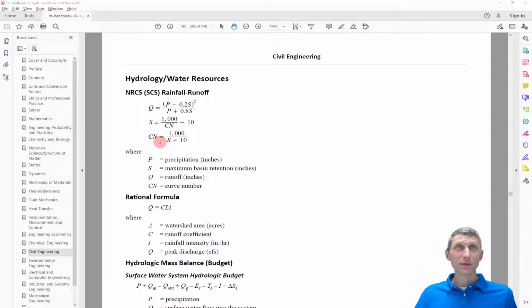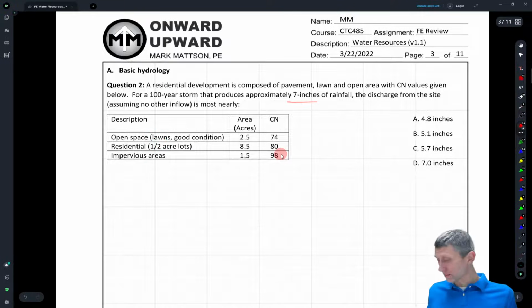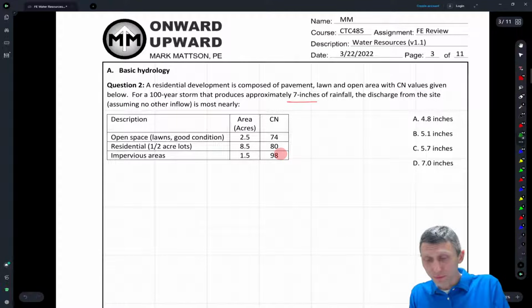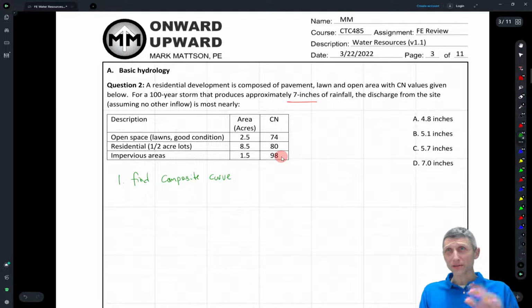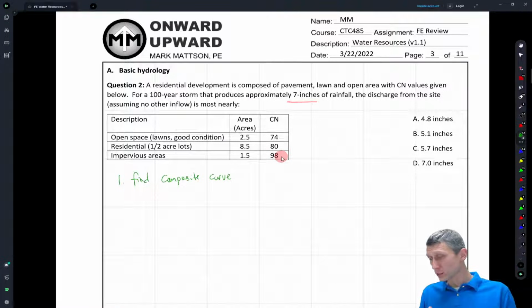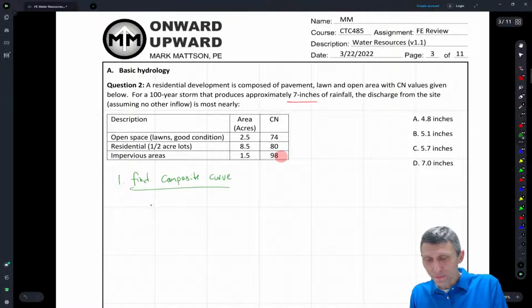And what you see when we come back to the problem is we have multiple curve numbers. So in order to get the curve number, we're first going to need to find a composite curve number. We're going to take the site and say, okay, we've got curve numbers for each of the individual catchments or areas or parcels. What's the curve number going to be for the composite site? The way this works is it's essentially like a weighted average.